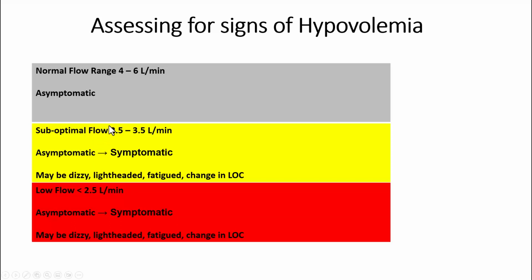So generally speaking, if you have flow between 4 and 6 liters per minute, 5 on the average, you're probably good. If they have problems and they have a good flow rate, then it's probably not the heart. It's probably not the pump.